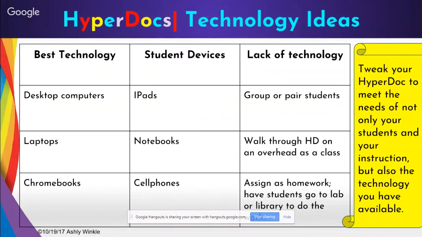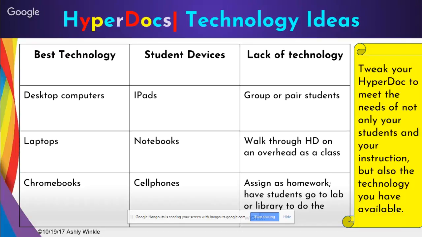A lot of the problems that I've seen, especially in adult education, is we do lack technology. And I'm sure there's a lot of schools out there that do as well. So I do make suggestions. Obviously, best technology, in my opinion, is always going to be a desktop computer, a laptop, or a Chromebook. You have a lot more opportunity that way because they can do a lot more exploration. But these HyperDocs can be used from student devices as well, iPads, notebooks, or even cell phones.